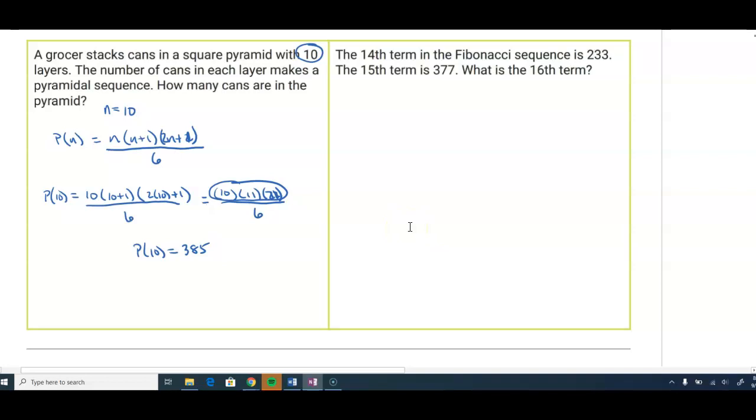Now the next one says the 14th term in a Fibonacci sequence is 233. The 15th term is 377. What is the 16th term? Remember, in a Fibonacci sequence, the next term is the sum of the two previous terms. So if I'm looking for the 16th term, I need to know what the 14th term was, and what the 15th term is. What was the 14th term? 233. What was the 15th term? 377. And when I add these together, the 16th term would be 610.